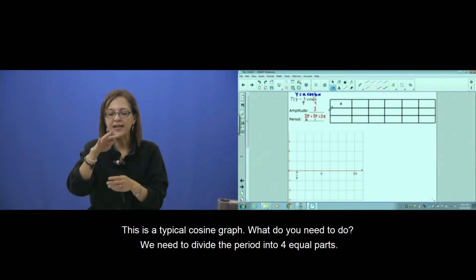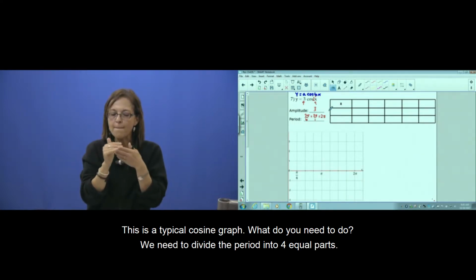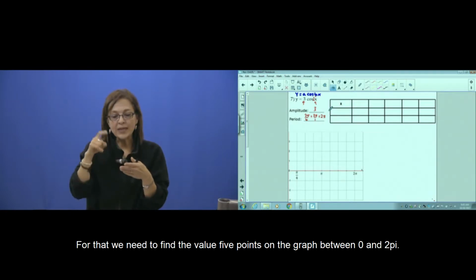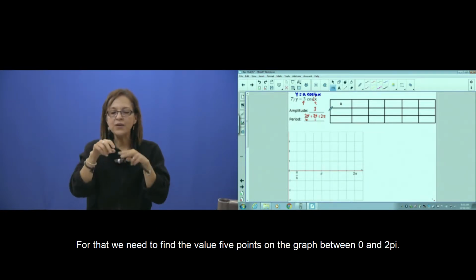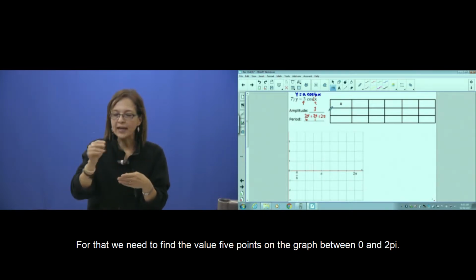This is a typical cosine graph. What to do? We need to divide the period into 4 equal parts. For that, we need to find the value of 5 points on the graph between 0 and 2 pi. What to do?